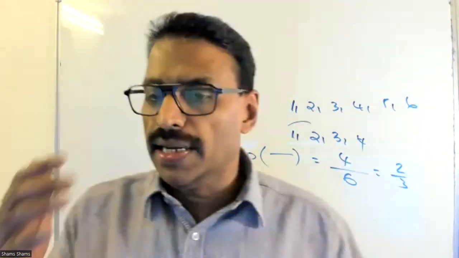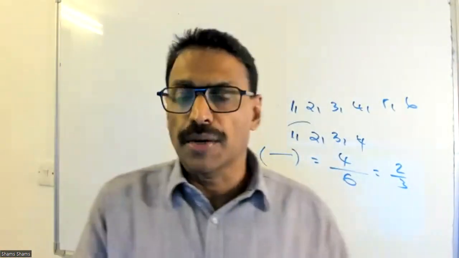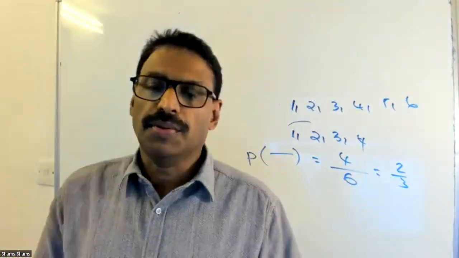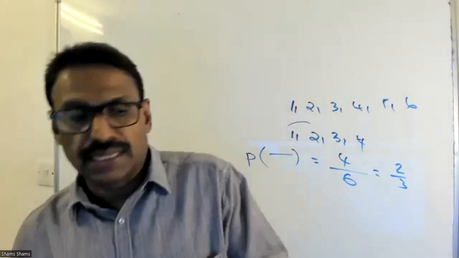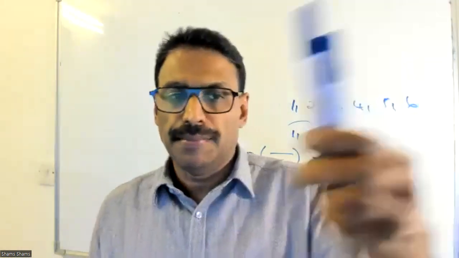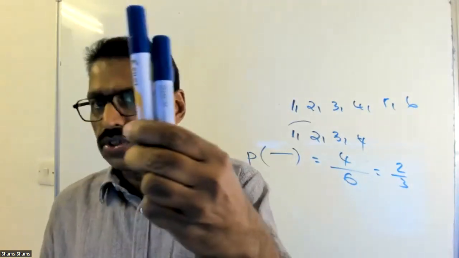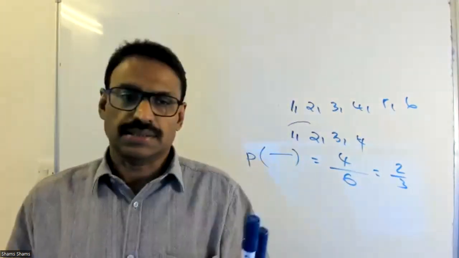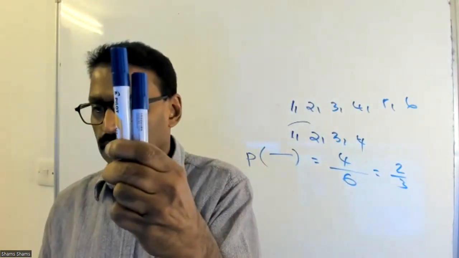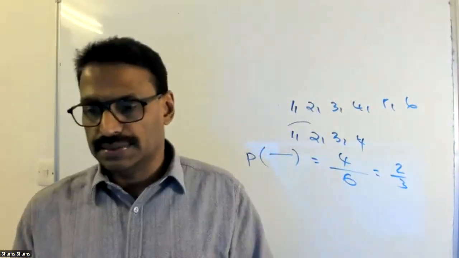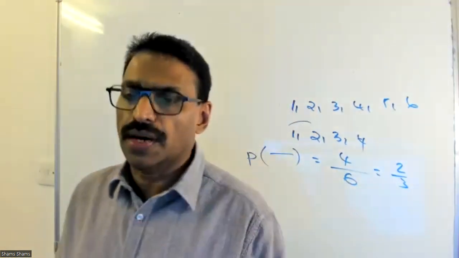And probability lies between 0 and 1. Suppose somebody is saying probability is 1.2. That means something is wrong. For example, here, what is the possibility of getting a red pen? Sir, 0. There is no chance. That means 0. What is the possibility of getting a blue pen? 1. There is a chance. So probability lies between 0 and 1.